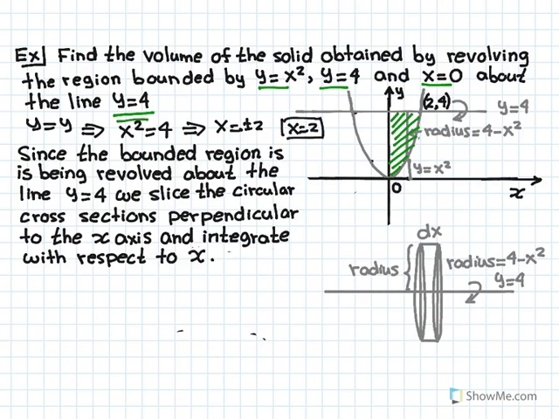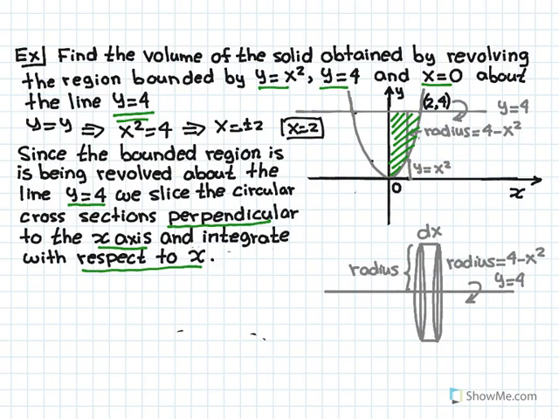Now notice that the bounded region is being revolved about the line y equals 4. The line y equals 4 is parallel to the x-axis. So the circular cross-sections are perpendicular to the x-axis. They're also perpendicular to the line y equals 4. And we're going to integrate with respect to x. We're going to add up all these disks in the x direction. That's what the integral does. And we find the volume of the entire solid.